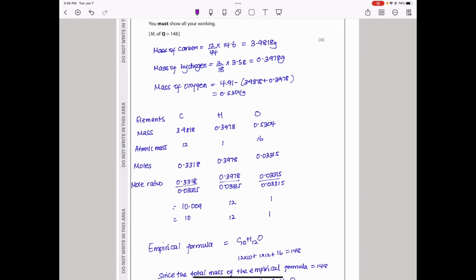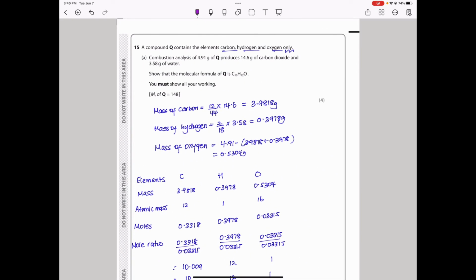So that was question 14. Let's go to question 15. Question 15 says, a compound Q contains the elements carbon, hydrogen, and oxygen only. This is very important. They say combustion analysis of 4.91 grams of Q produces 14.6 grams of carbon dioxide. This is good. Mass of carbon dioxide.